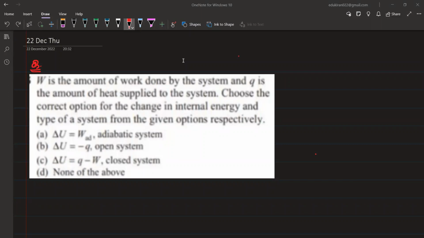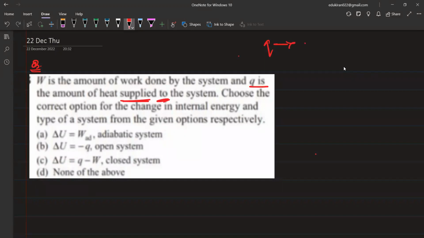हीट भी तो चेंज हो रहा है ना यहाँ पे. There is an exchange of heat also going on, na? देखिए, सबसे पहले तो डेल्टा यू में आपके पास both are things are there, right? Q and W also.